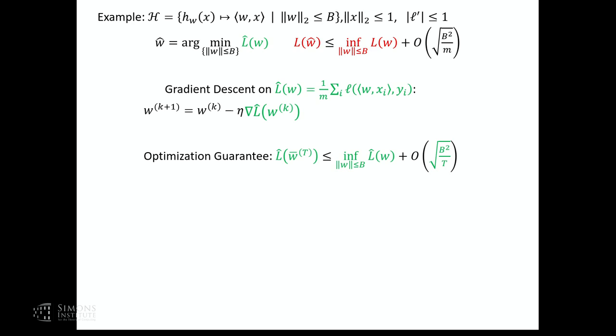This is a generalization guarantee that comes from uniform convergence. This is a suboptimality guarantee on how close the empirical objective that we're finding is to the minimal possible empirical objective. Okay, so this is gradient descent.